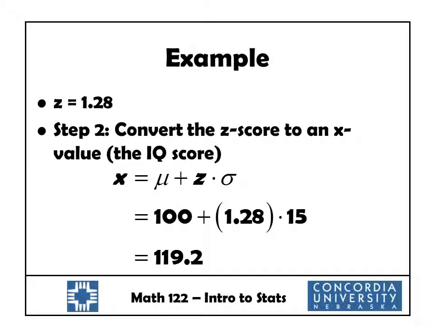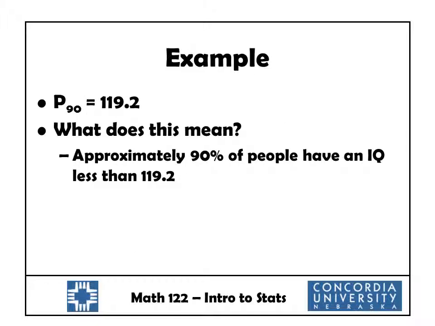So that's the z-score. Second step was to convert that z-score over to an x value, which is the IQ score in this case, using this formula. X is mu plus z times sigma. And so we plug the numbers in, do the arithmetic, to get 119.2, and so that is our 90th percentile. And so what does that mean? Well, it means about 90% of people have an IQ less than 119.2.